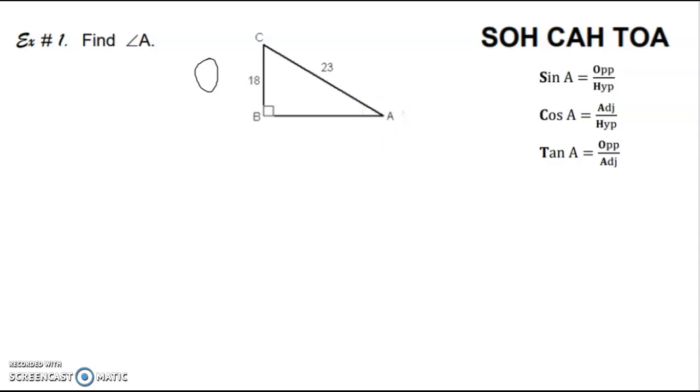The next side, we know if we go from the 90 degree in the corner straight out, this longest side is known as our hypotenuse. That means we have one side left, that's the side right over here. We know the opposite and hypotenuse, that means that this side right here is the adjacent.